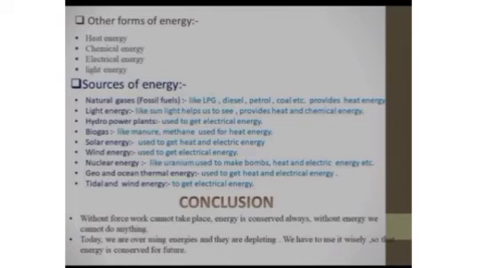Conclusion: without force, work cannot take place. Energy is conserved always. Without energy, we cannot do anything. Today, we are overusing energies by which they are getting depleted. So we have to use them judiciously so that energy is conserved for the future.